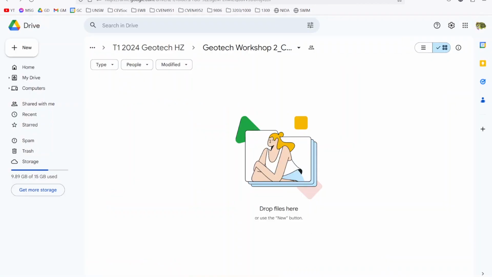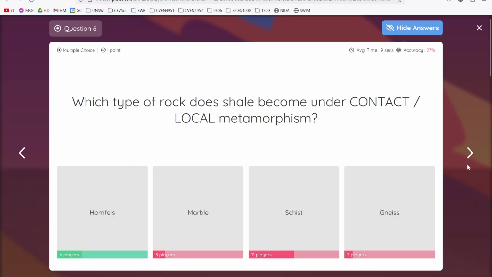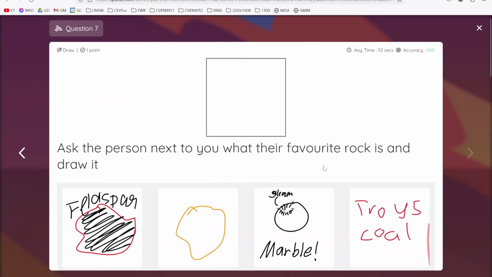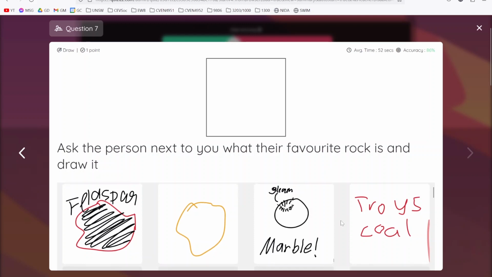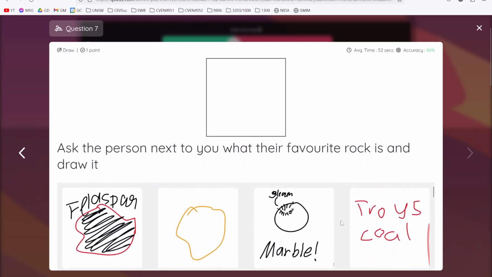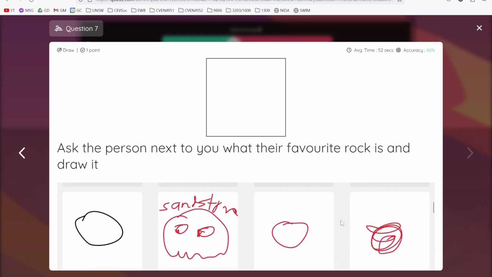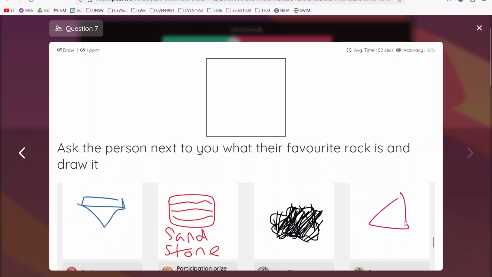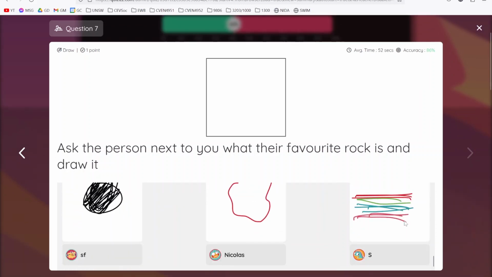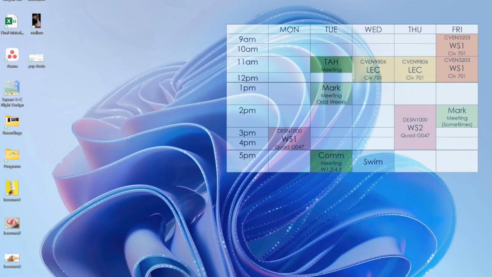But yeah. Okay, we'll take a short break. Oh, okay. So let's look through these. Feldspars, Troy's coal. Anyway, see all your wonderful drawings. Good to see that we have more of a variety this time. Okay.